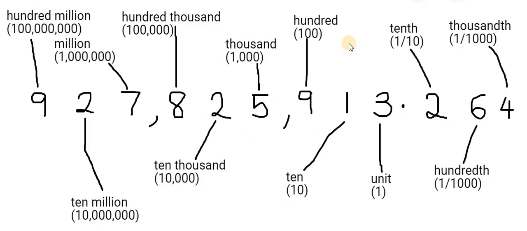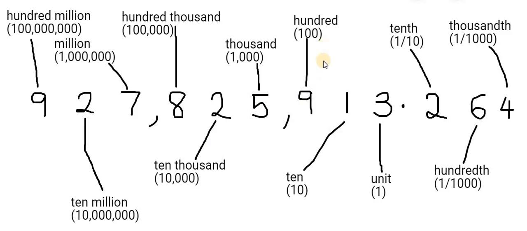Here we have 927,825,913.264. Now, marked are the positions of each of these numbers within the number I just mentioned. So 9 has a position of 100 million. 2 has a position of 10 million. 7 has the position of 1,000,000. 8 has the position of 100,000. 2 has the position of 10,000. 5 has the position of 1,000.